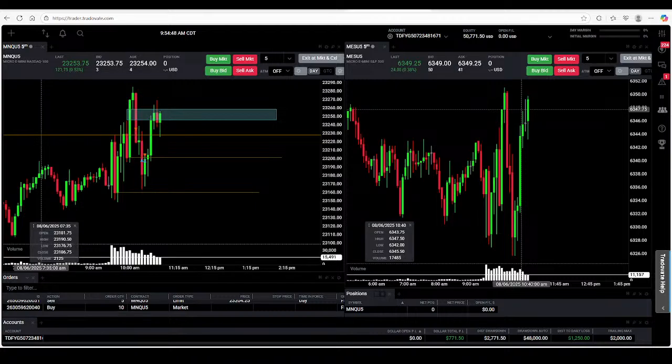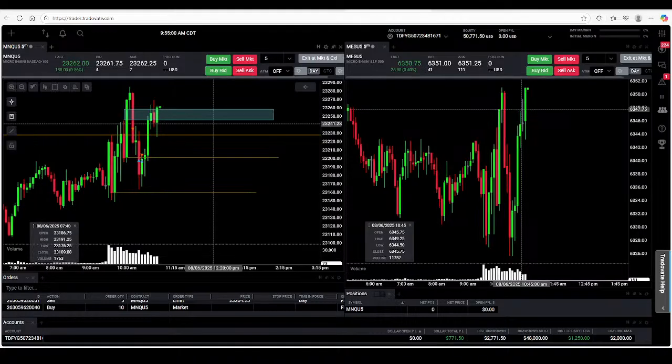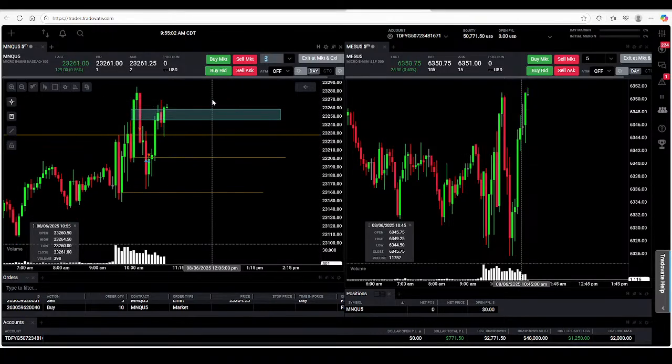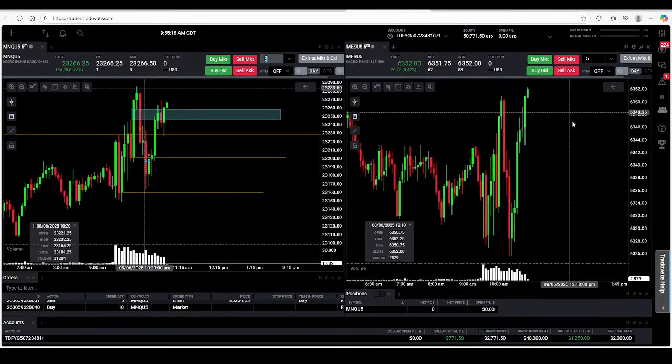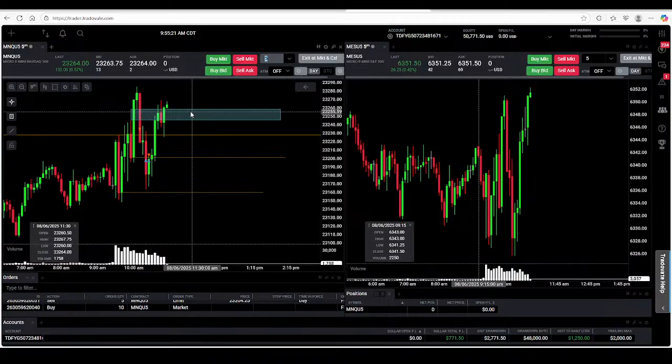Let's see if we can get a new high of day here. All right, ES just made a new high of day. I would love to see NQ continue to make a new high of day, see if we can get a range expansion here and push up into where our supplies.